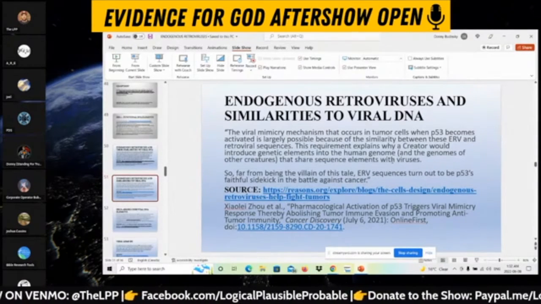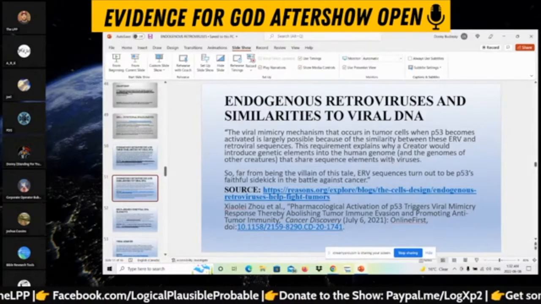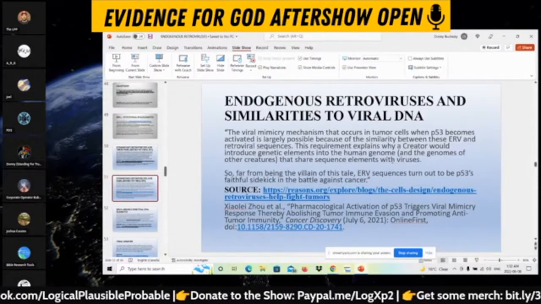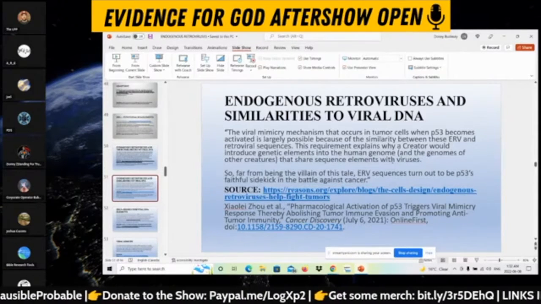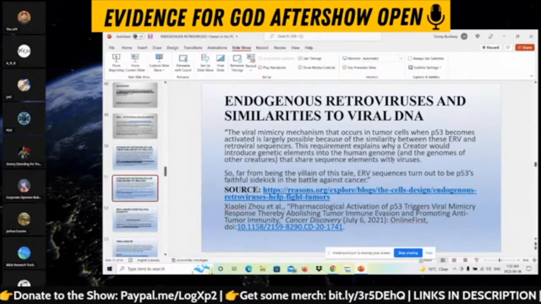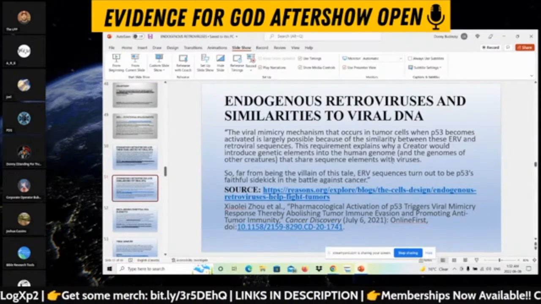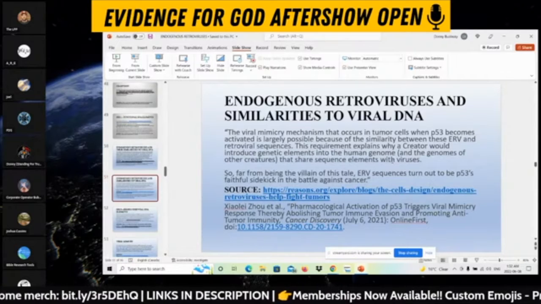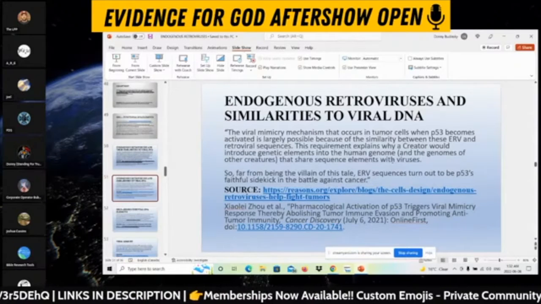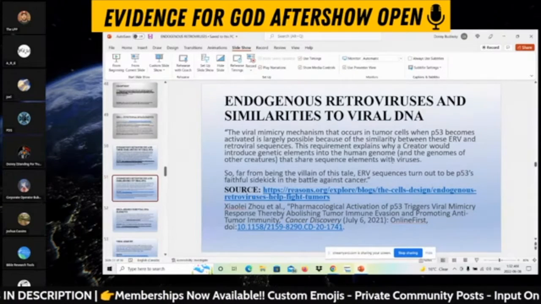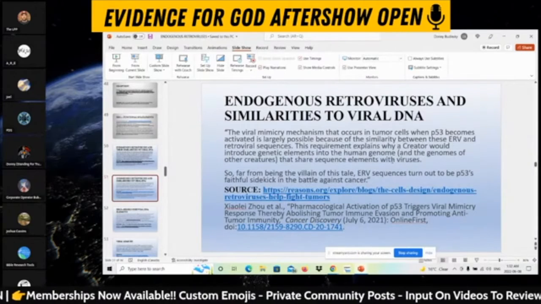You just shrug it off. It makes you wonder, is he really looking for an answer? So this requirement explains why a creator would introduce genetic elements into the human genome that share sequence elements with viruses. It's necessary. It's good design. And as Joel's pointing out, this is also what we see in man-made design, in coding, in computer systems.